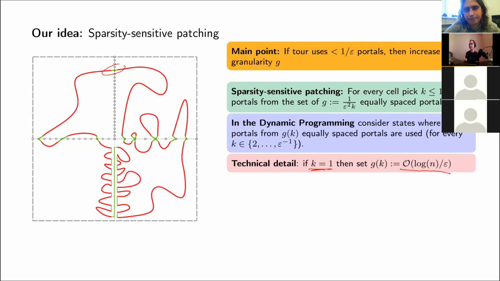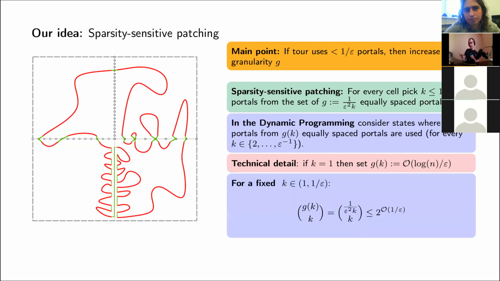But in the dynamic programming, you basically can guess this k and put g of k many equispaced portals. Now the running time holds, is that this g of k is actually 1 over epsilon squared k, and you are selecting this k many of them, and luckily it's only single exponential in 1 over epsilon. That's really cool about it. Okay. Any questions about that?